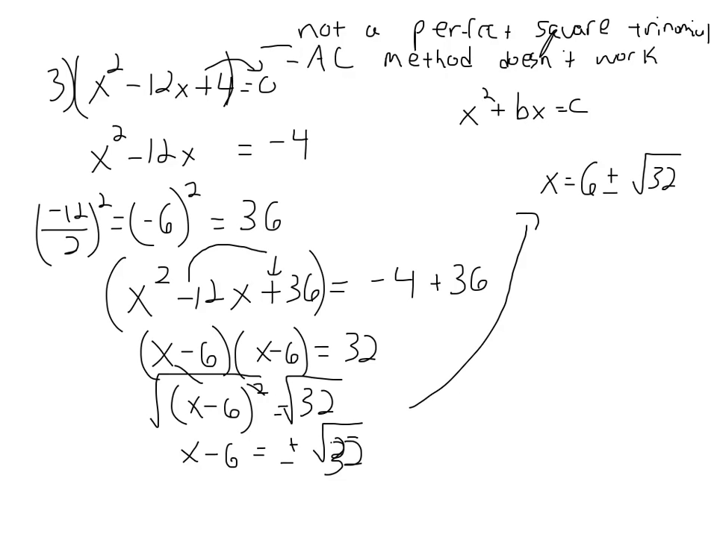Now I'm going to simplify this radical, and this is actually the next unit, but I'm going to simplify it. Those of you on math team, you should know this. What we need to look for is a perfect square, and the largest perfect square that goes into 32.